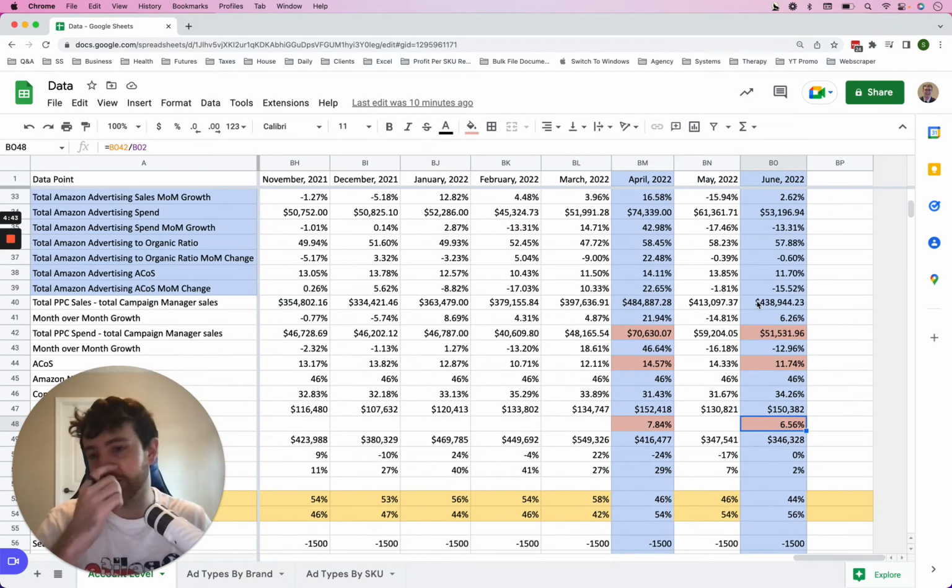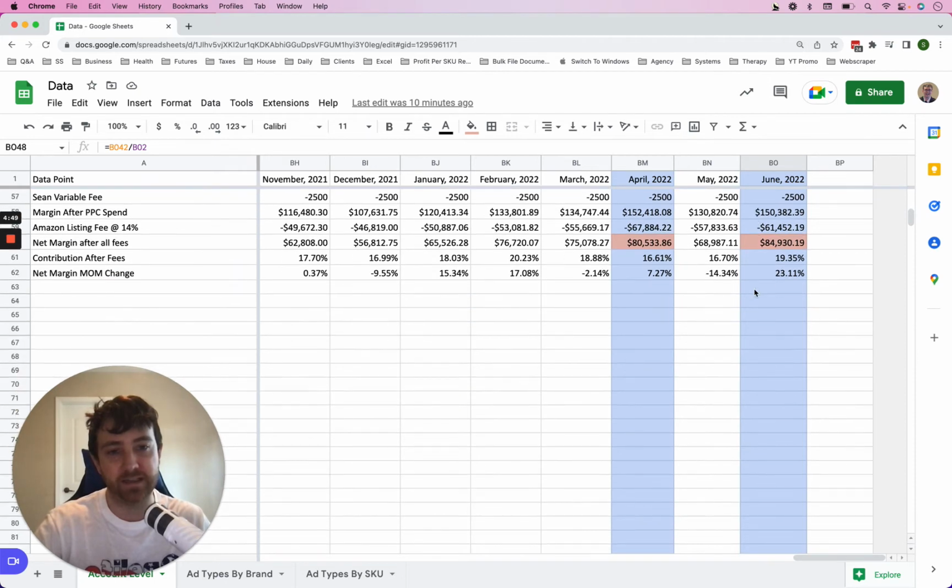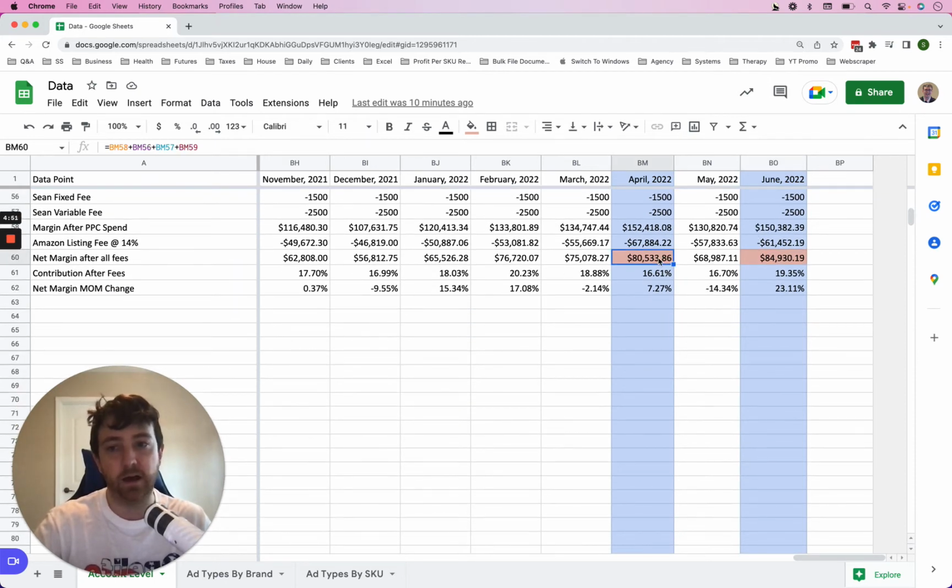When you're dealing with high velocity, 1 percentage point, 1.5 percentage points is a lot when you're dealing with a high velocity account. And then net margin after all fees is 80,000, and then here it's 84,000. This is what they put for me.